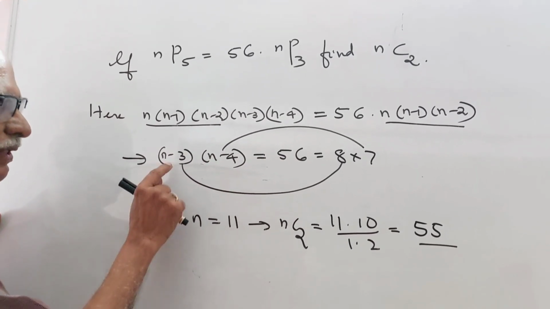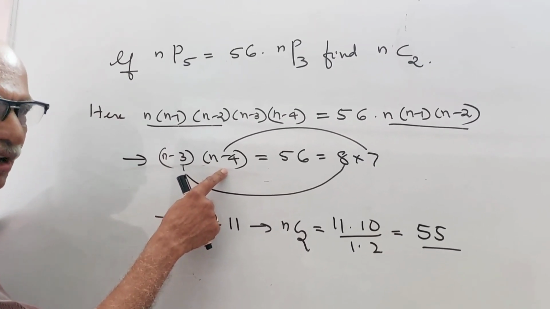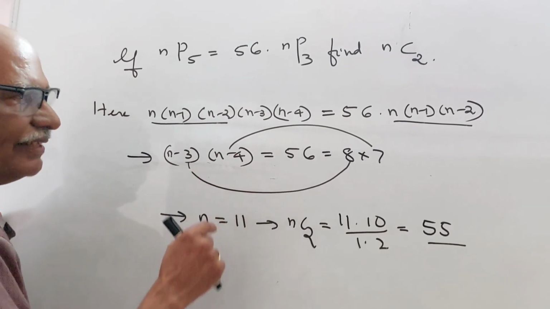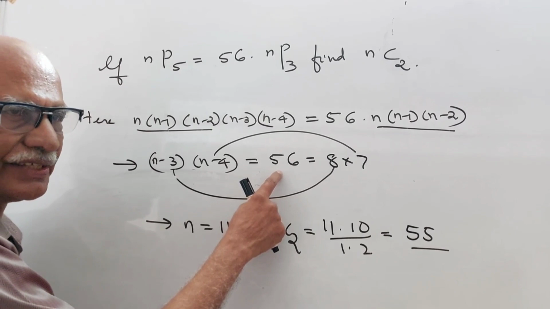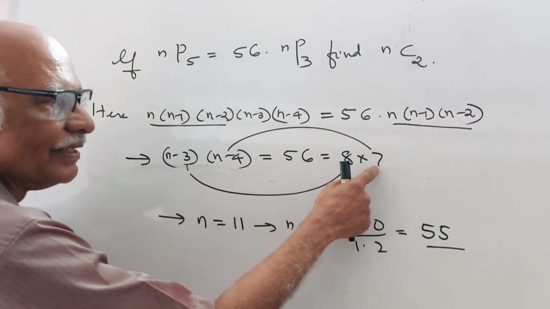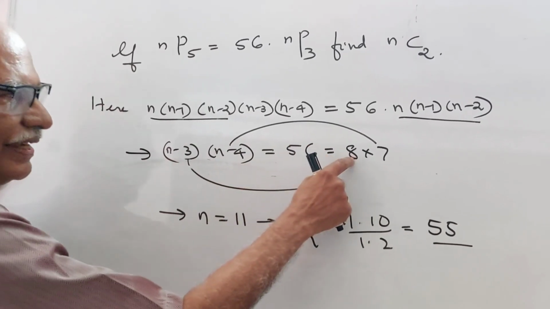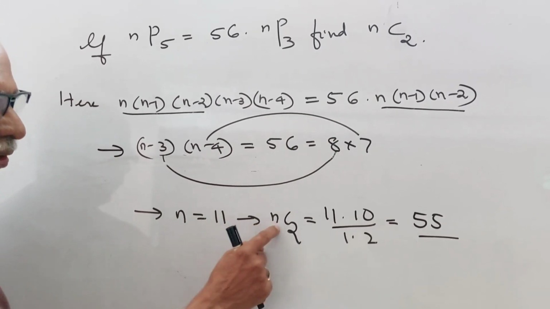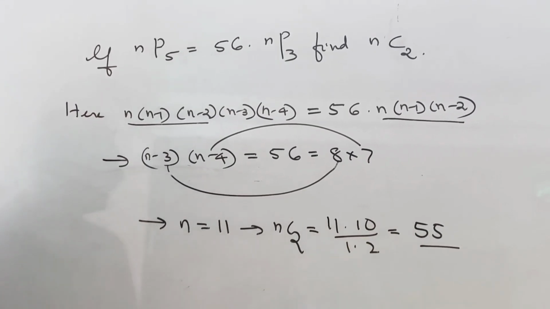Now look at the idea. These two numbers, n minus 3 and n minus 4, differ by 1. So we require a product where the numbers differ by 1. 56 is 8 into 7. 56 is 28 into 2, but that will not work. 14 into 4, that will not work. But 8 into 7 is a situation where there is a difference of 1. So n minus 3 is 8 and n minus 4 is 7, or n is 8 plus 3, 11. nC2 is 11 into 10 divided by 1 into 2, which is 55, the answer.